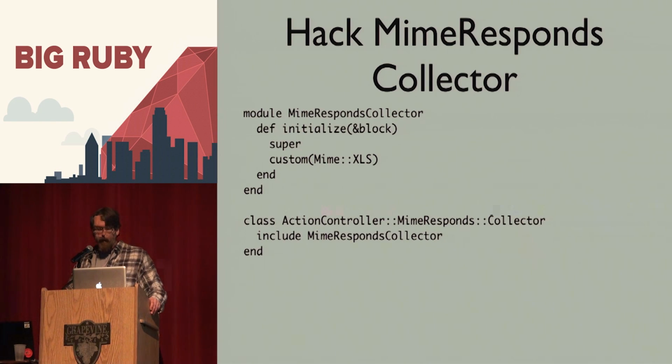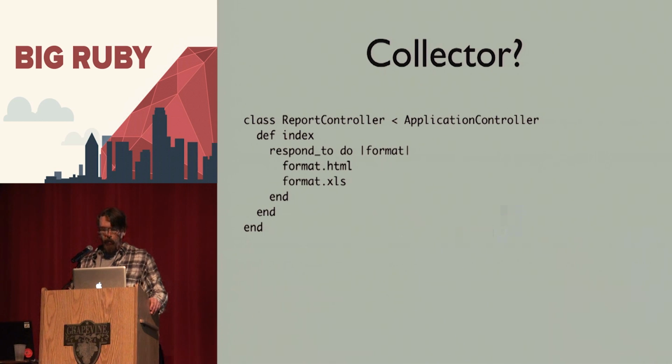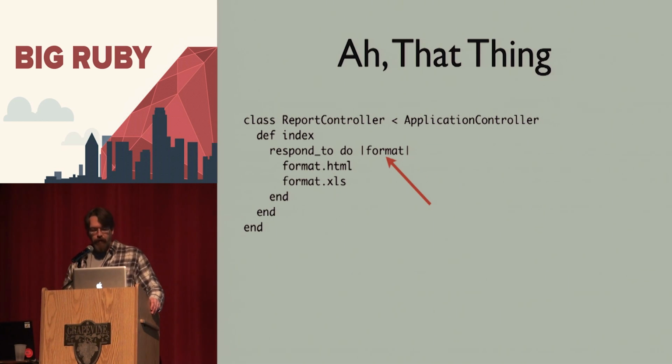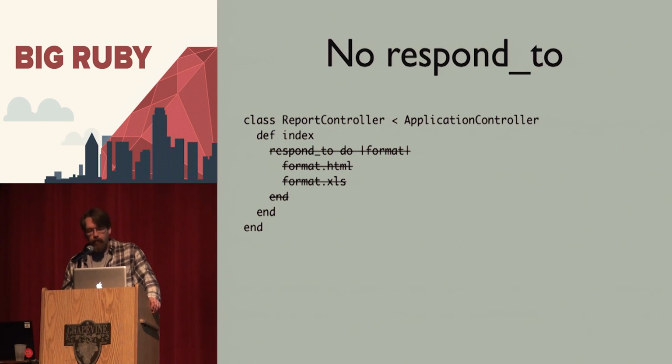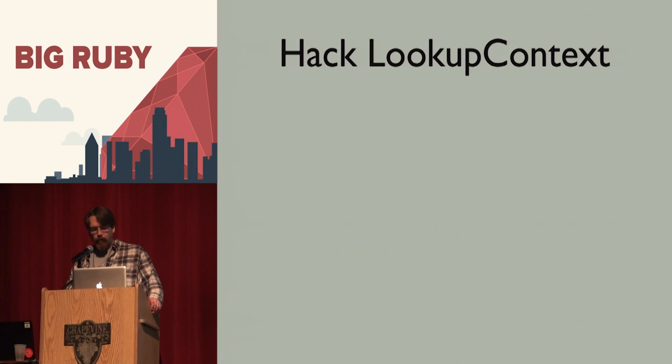First thing we have to do is hack the MIME response collector. You might be asking yourself, what is the MIME response collector? It's that thing. It's the thing that's yielded from the respond_to. So we hack this by going into its constructor and making sure the XLS MIME type is available all the time, and we can start by getting rid of those 4 lines of code. But we're not good yet.